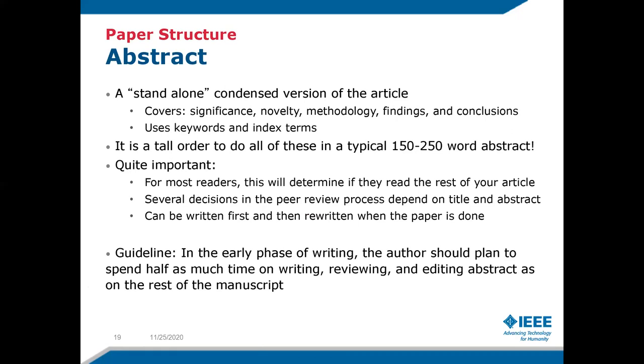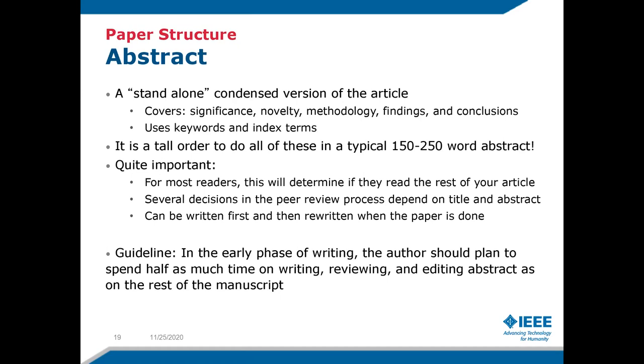And then it's the abstract. The abstract is a standalone condensed version of the article. It should cover the significance of the paper, the work, the novelty, the methodology, the findings and the conclusions. And of course, we have keywords and the indexes, right? In IEEE abstracts, it's typically 150 to 250 words. Sometimes we write a little bit more, sometimes a little bit less, but it is about one third of one column, about one sixth of a page, okay? It's about this length, about 250 words.